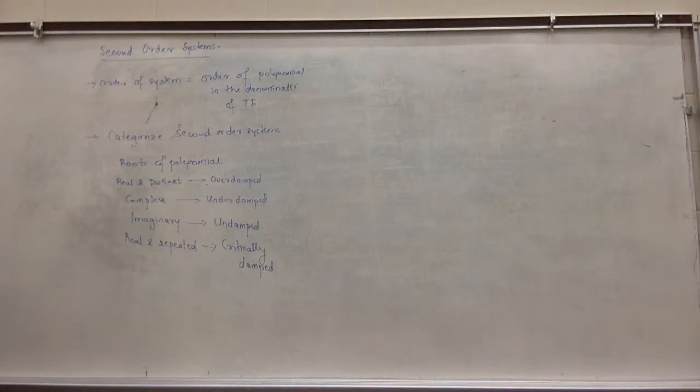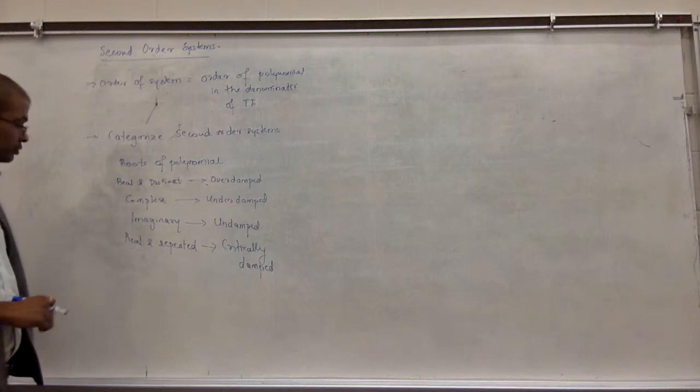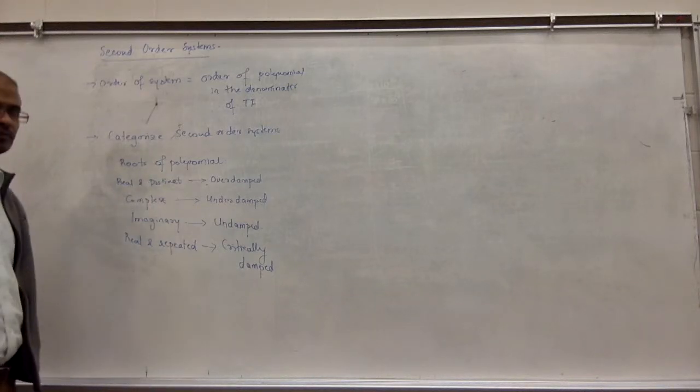Again, these are the only options you can have for second order systems. These are the only roots you can have for second order systems, so you can categorize the systems by that. That says real and what? Distinct. Distinct.